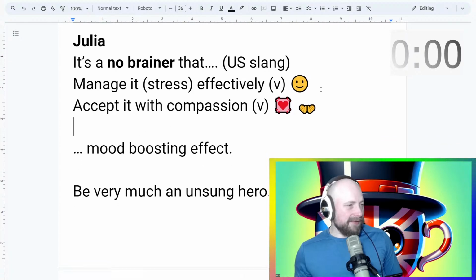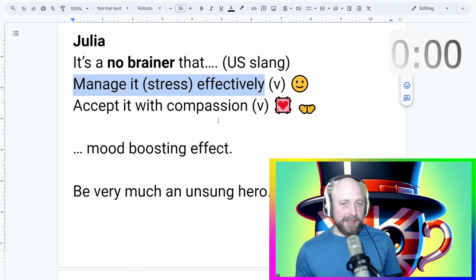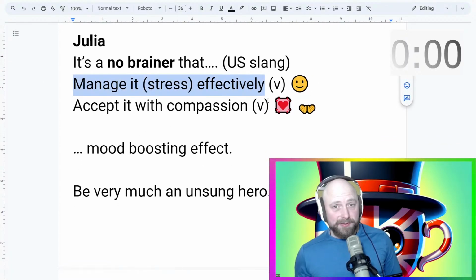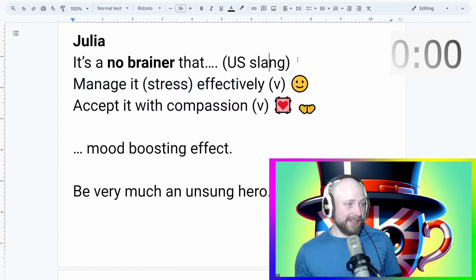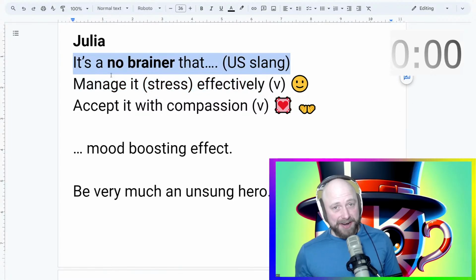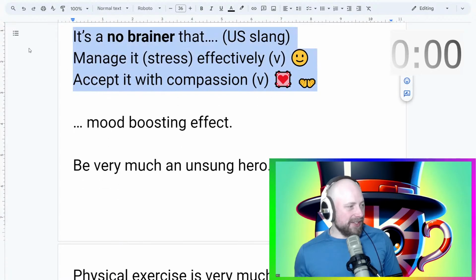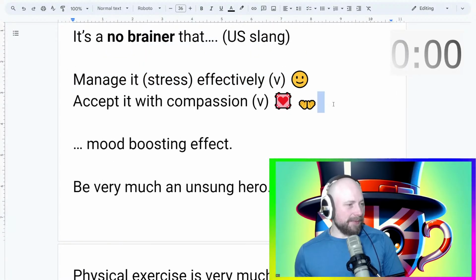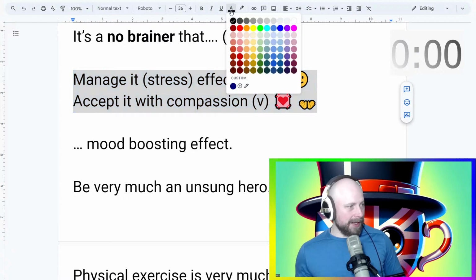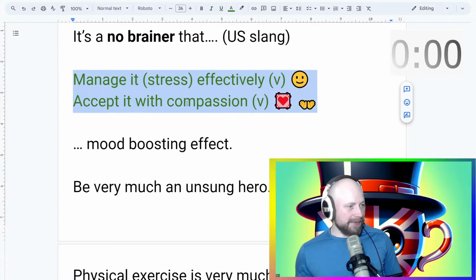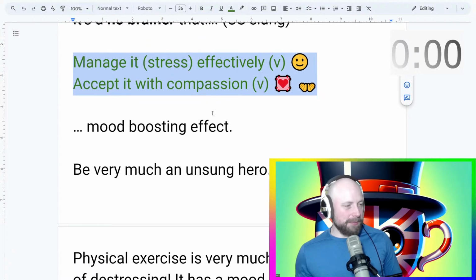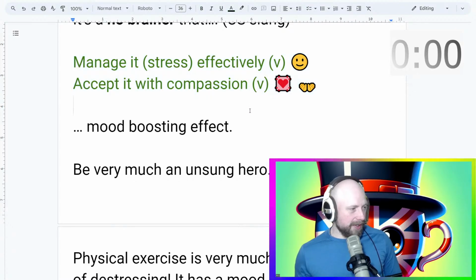So manage it effectively is great vocabulary, but it's quite formal, whereas no-brainer is great vocabulary, but it's quite colloquial, right? So there's a bit of a mix there. Manage it effectively and accept it with compassion. They both fit together quite well. That's kind of the same style. This is the kind of language that people in Vipassana, mindfulness, meditation practice, and so on use.